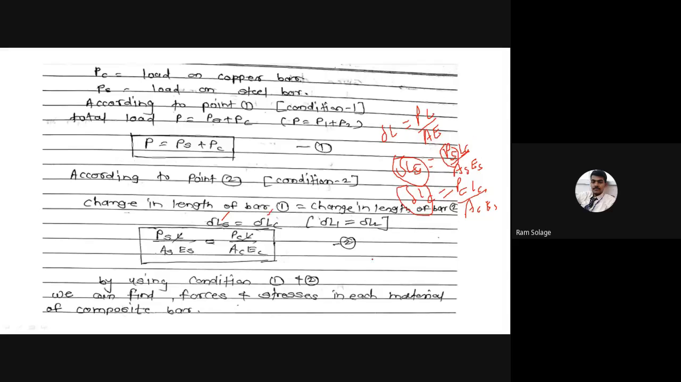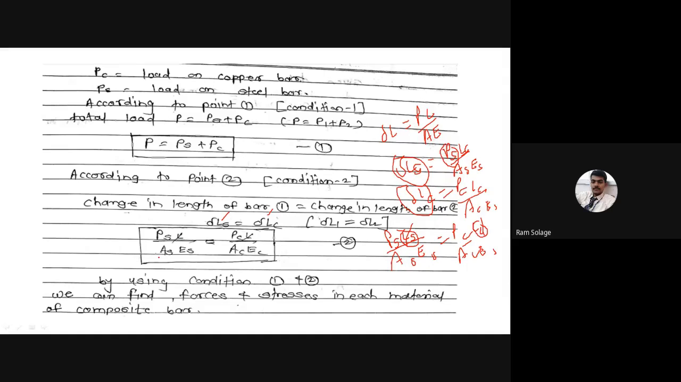Equate both. See what we put: P S L S divided by A S E S is equal to P C L C divided by A C and E C. In the given problem, they are giving the diameters. With the help of diameter, we can calculate the area. ES and EC are the elastic constants, also given in the problem. Now we have to concentrate on LS and LC. The length of the copper rod and the steel rod will be the same, so LC and LS will get cancelled.